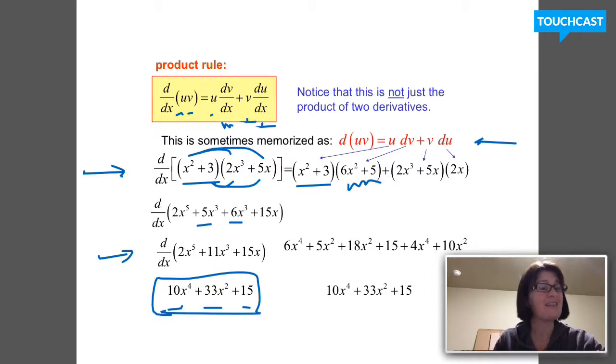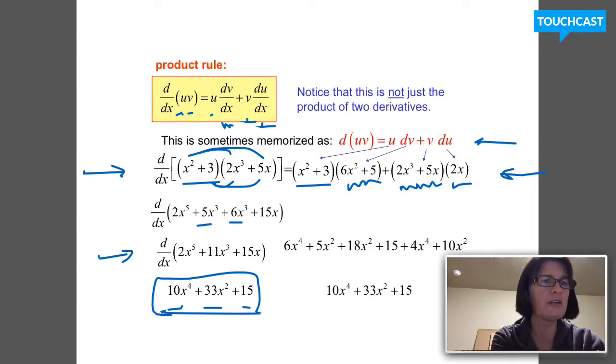And then we have the second function, which originally was 2x cubed plus 5x. We're going to multiply by the derivative of the first. The derivative of x squared plus 3 is 2x. Now, I'm just going to multiply out, because I'm just trying to prove that I have the same result. If you wanted to, on the AP test in the free response section, feel free to leave your answer like this. But we're going to multiply it out to make sure we got the same thing.